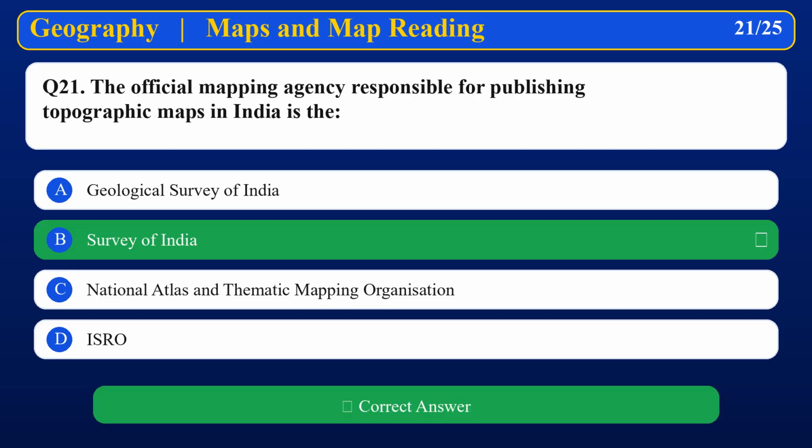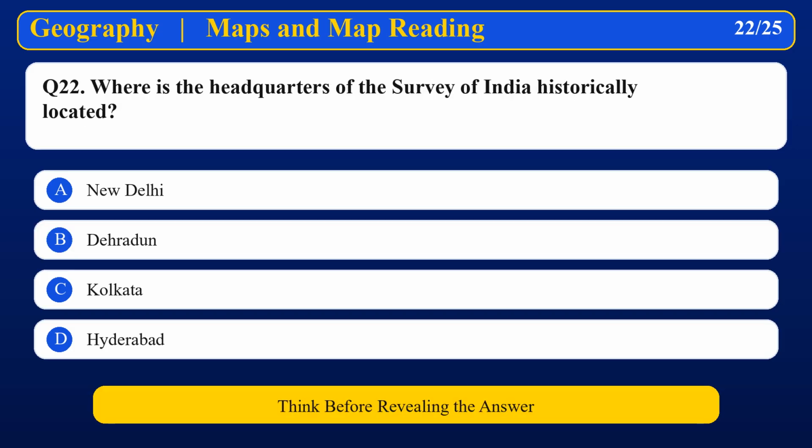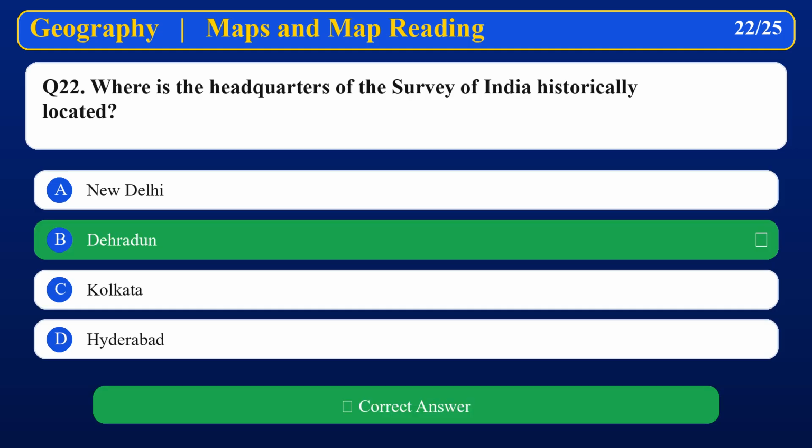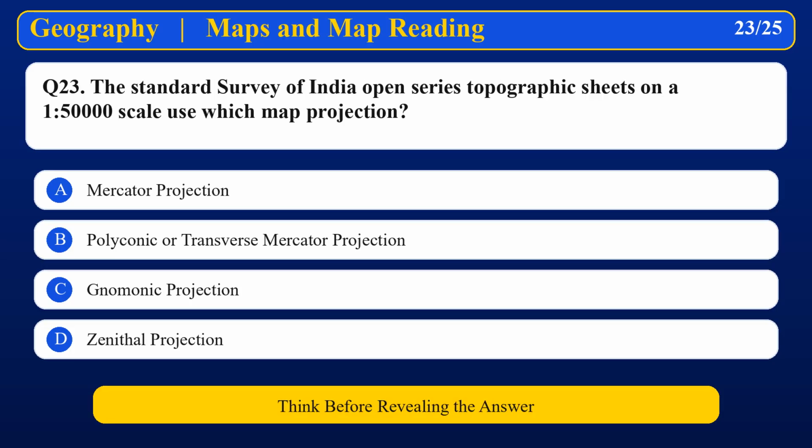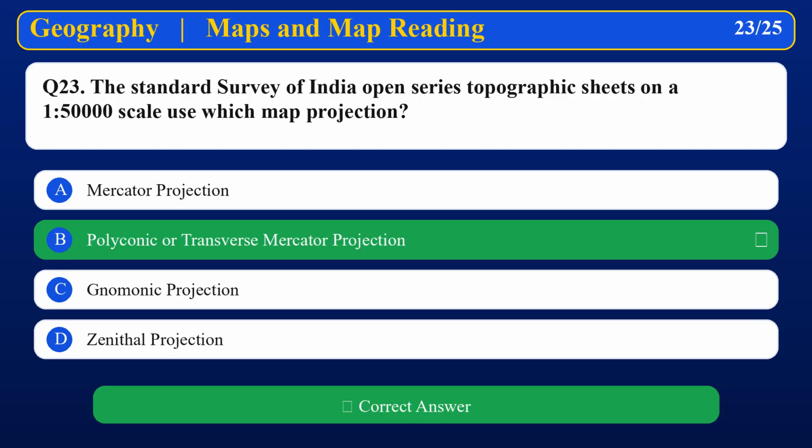The official mapping agency responsible for publishing topographic maps in India is the Survey of India. Where is the headquarters of the Survey of India historically located? Dehradun. The standard Survey of India Open Series topographic sheets on a 1:50,000 scale use which map projection? Polyconic or transverse Mercator projection.